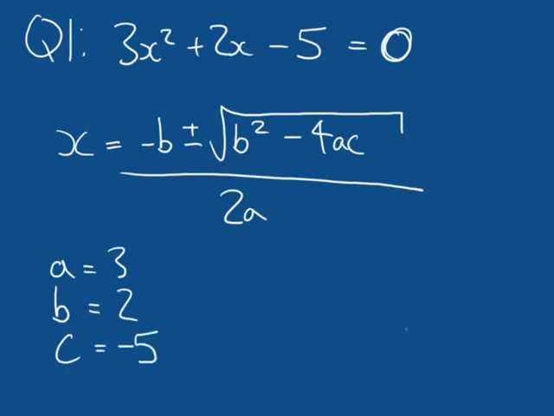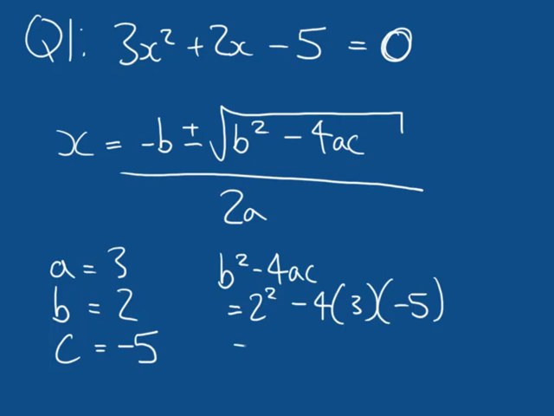Now the first thing I want to do is determine how many solutions there are. So we're going to evaluate b squared minus 4ac, which is equal to 2 squared minus 4 times 3 times minus 5, which is equal to 4 minus 4 times 3, which is 12, times 5 is 60, and we have a negative there, so it's minus 60, which is equal to 4 plus 60, which is 64.